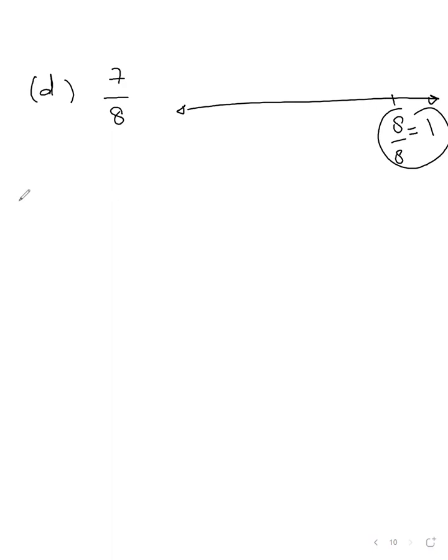5th question. Can you read it? The points P, Q, R, S, T, U, A, and B on the number line are such that TR equal to RS is equal to SU and AP is equal to PQ is equal to QB. Name the rational numbers represented by P, Q, R and S.